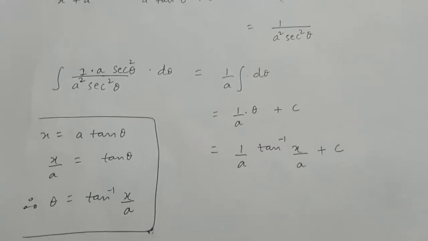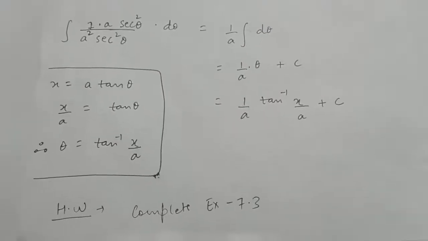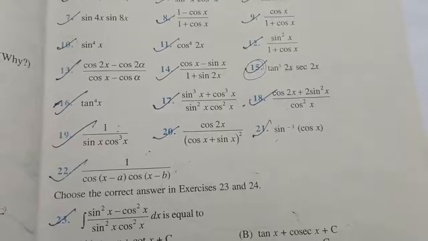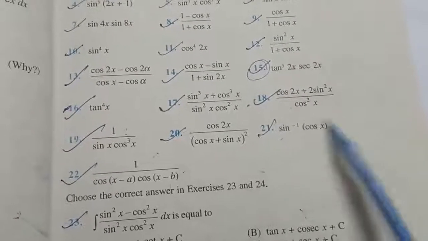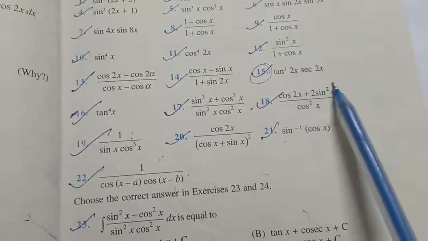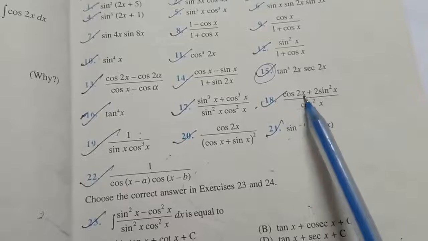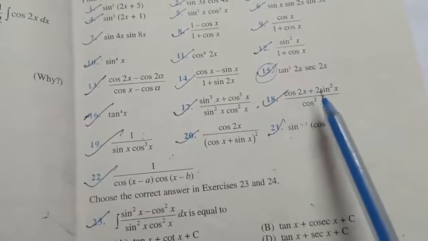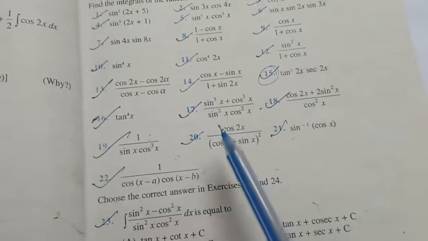Okay. So today your homework is that you have to complete exercise 7.3. See, question number 18 is cos 2x plus 2 sin square x upon cos square x. Because here it is 2 sin square x, and also we know one formula of cos 2x, which is 1 minus 2 sin square x. So use that formula and solve this question, right?